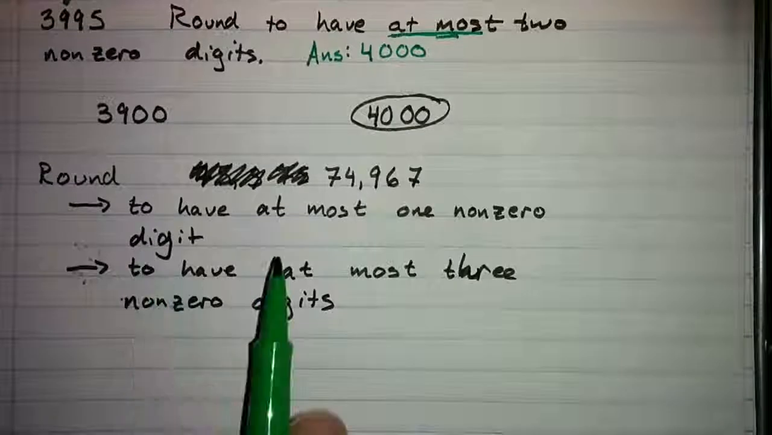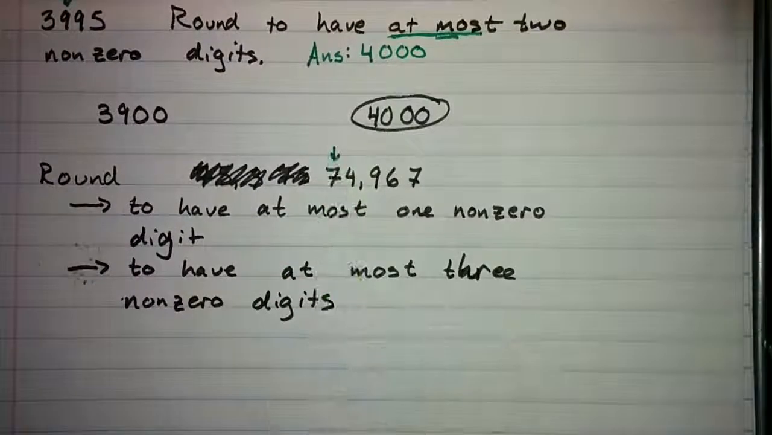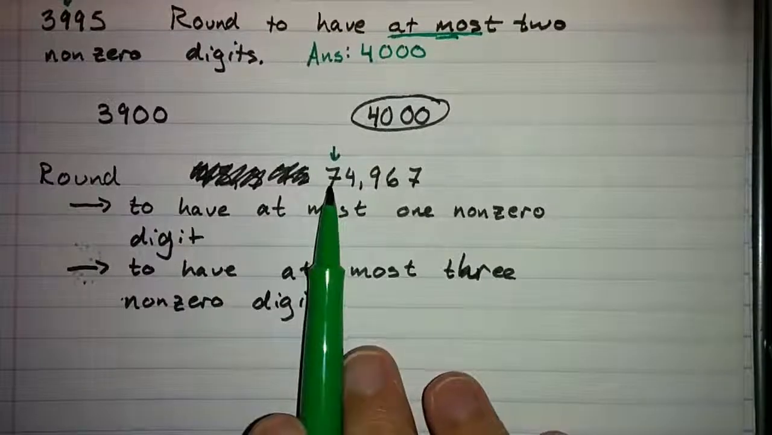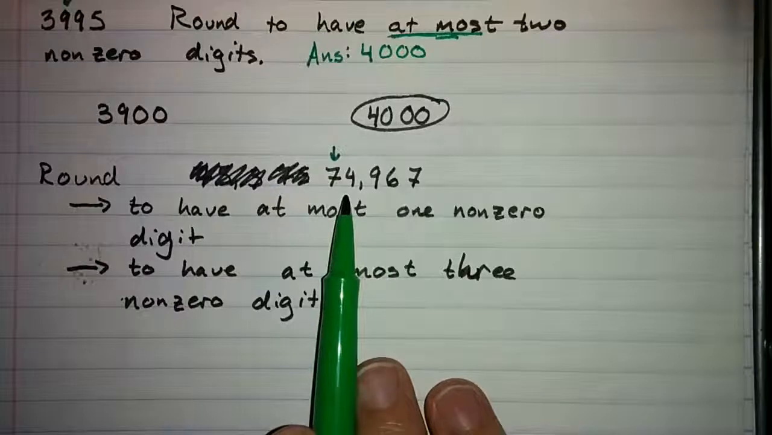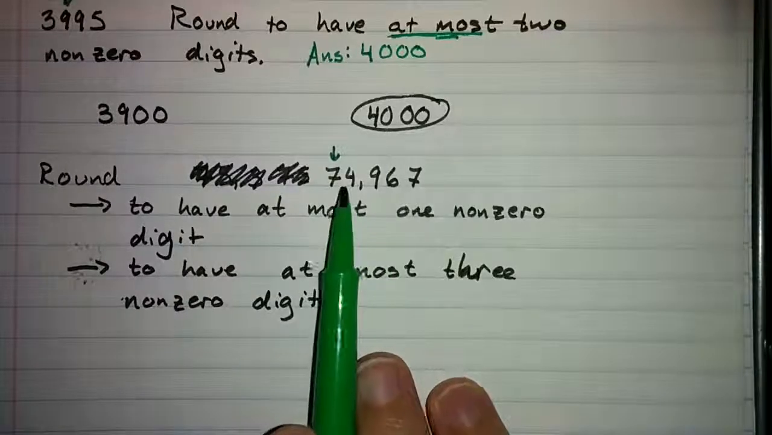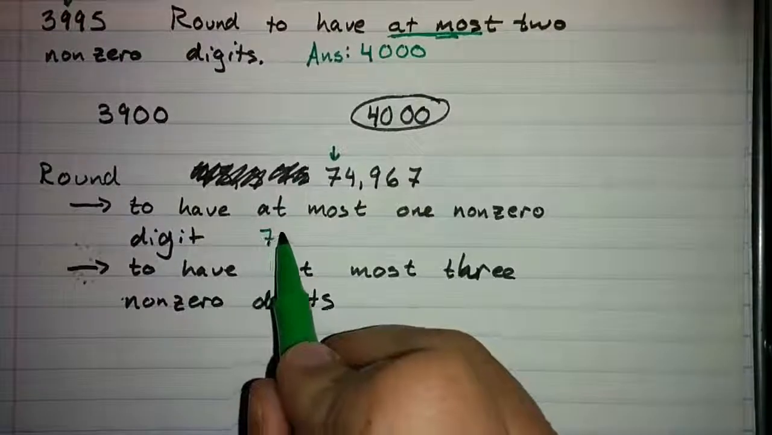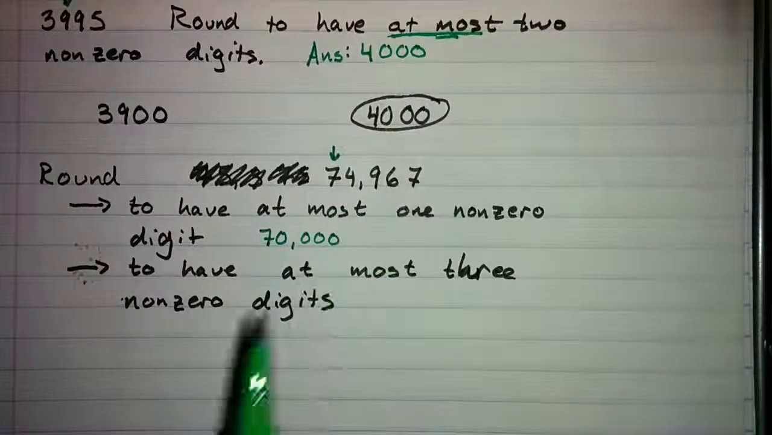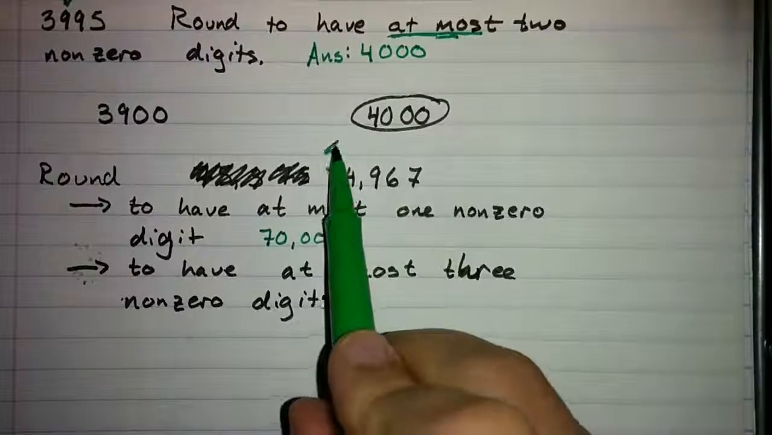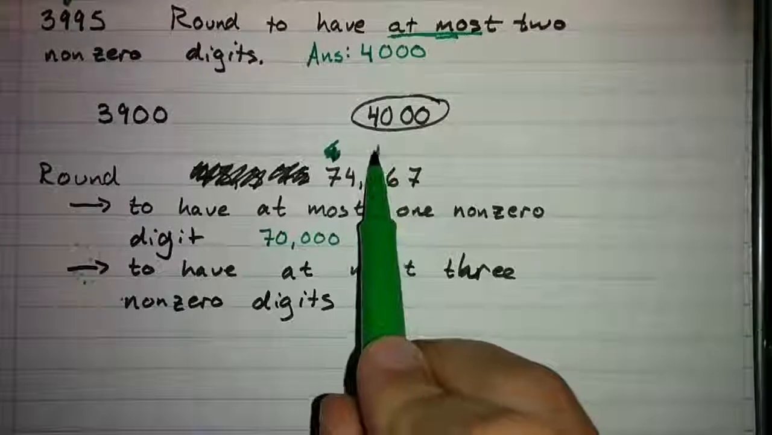Okay, so to get at most 1 non-zero digit, well, we need to look at this first place. This number is between 70,000 and 80,000. Looking at this next digit, it's smaller than 5. So this number is closer to 70,000. What about if I round it to have at most 3 non-zero digits? Well, then I want 1, 2, 3.